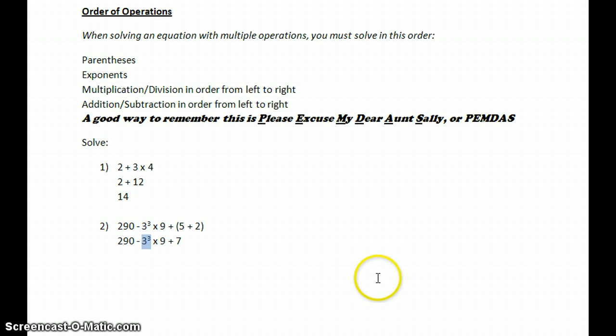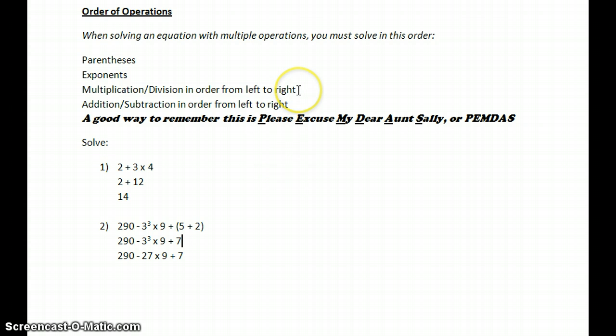Now I have to remember that's 3 times 3 times 3. It's not 3 times 3 is 9. So 3 times 3 is 9. 9 times 3 is 27. So then I'll just bring that down and everything else that's involved. My equation now says 290 minus 27 plus 9, or excuse me, times 9 plus 7.